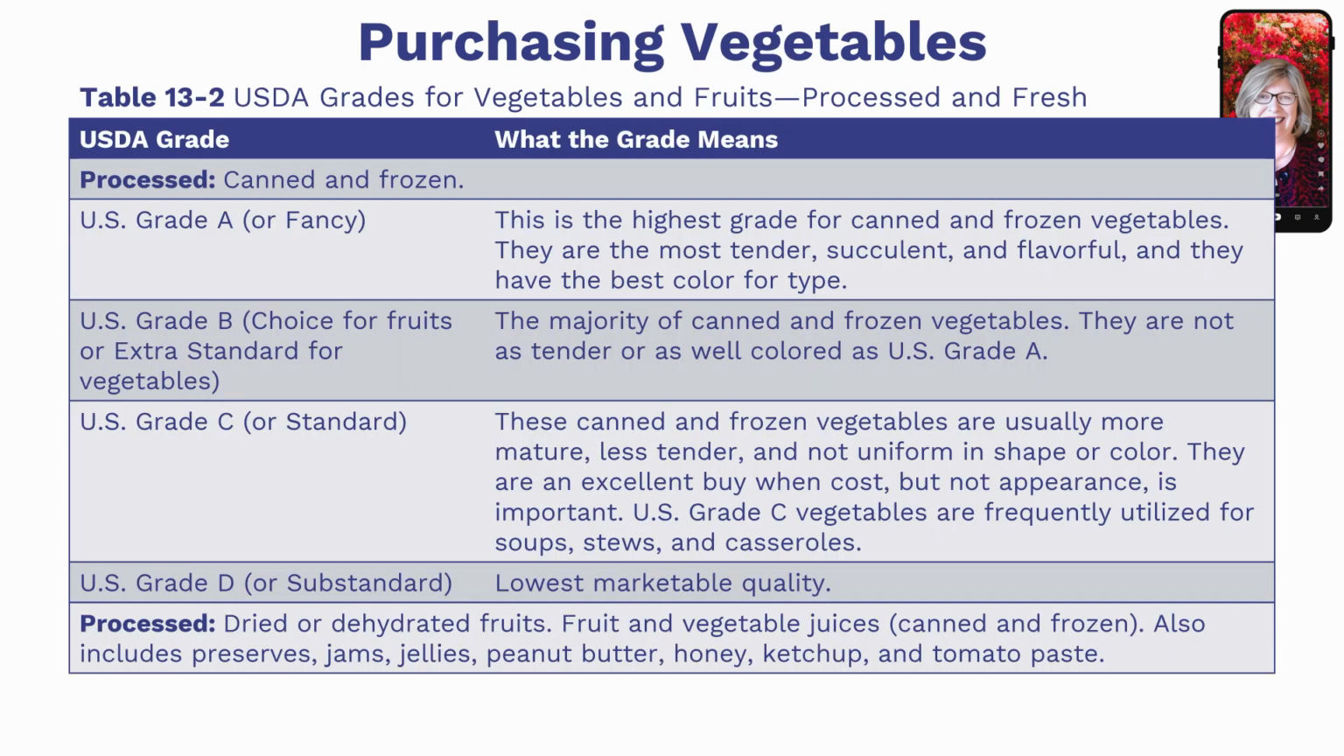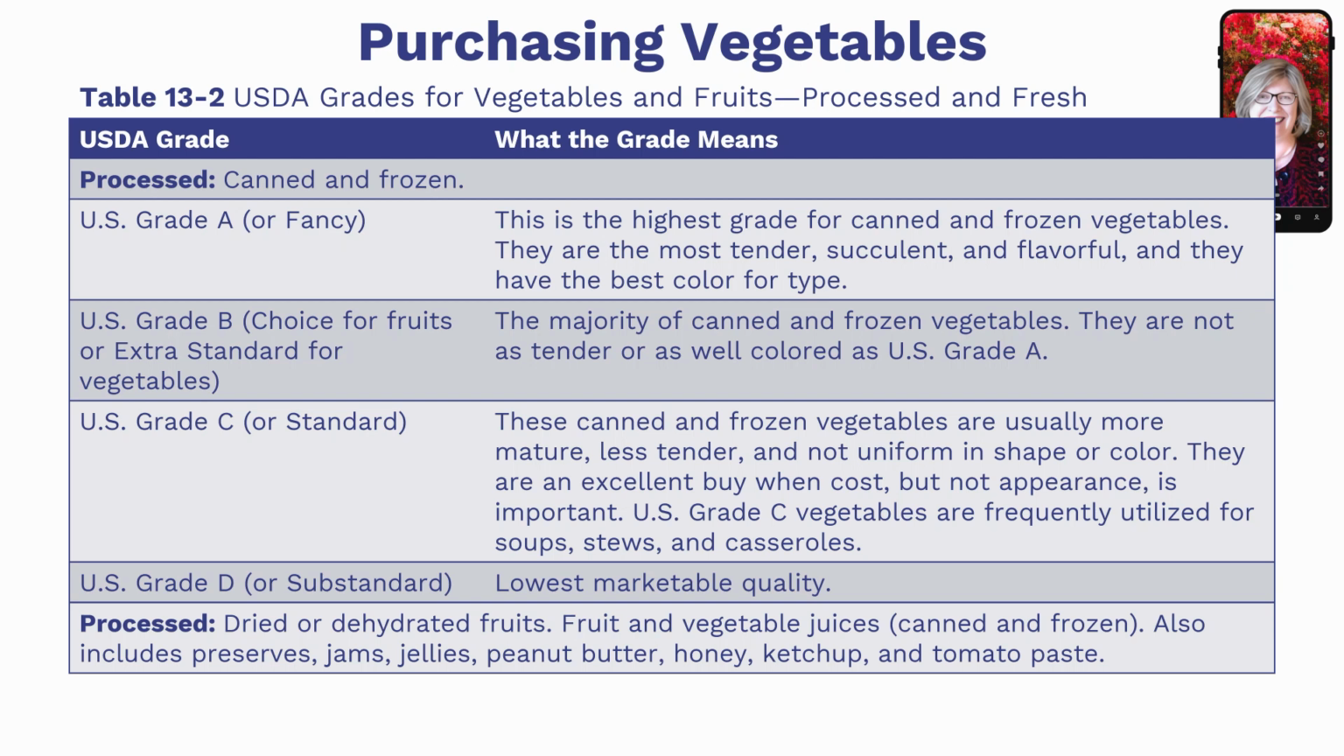Here are the grades in Table 13-2, the categories for processed and fresh fruits and vegetables. You have the top grade, which is U.S. grade A, or it's called fancy. This is the highest grade for canned and frozen vegetables. They are the most tender, succulent, and flavorful, and they have the best color for type.